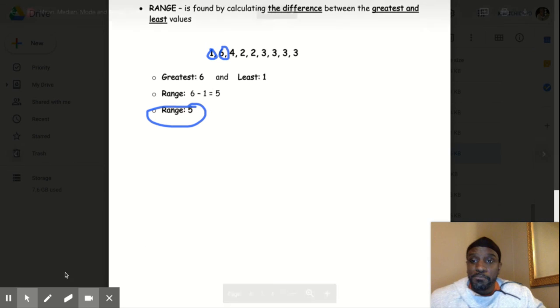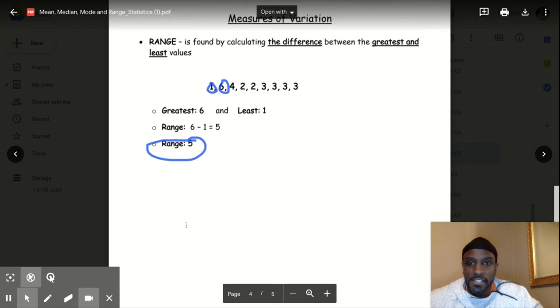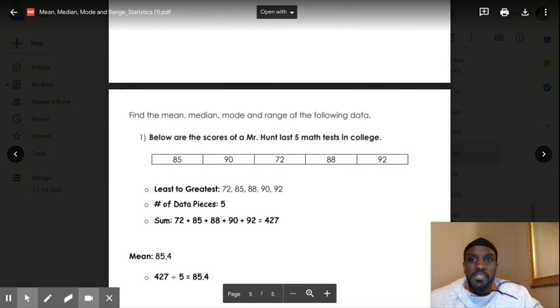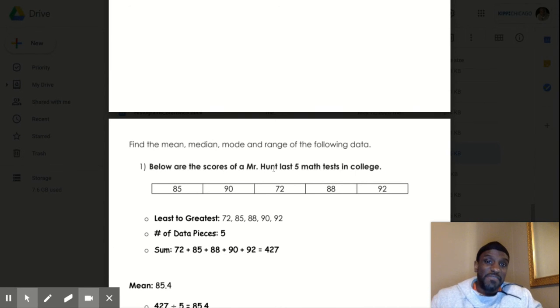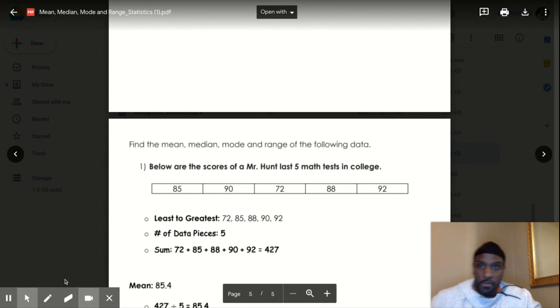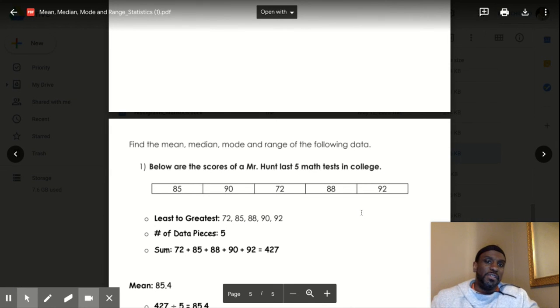Okay, now, knowing that, I'll do one more example, but I'm going to go fast. Here we go. This says, find the mean, median, mode, and range of the following data. Here is the data. Below are the scores of Mr. Hunt's last 5 tests in college. Okay, now, one test I got 85, one test I got a 90, a 72, 88, 92.